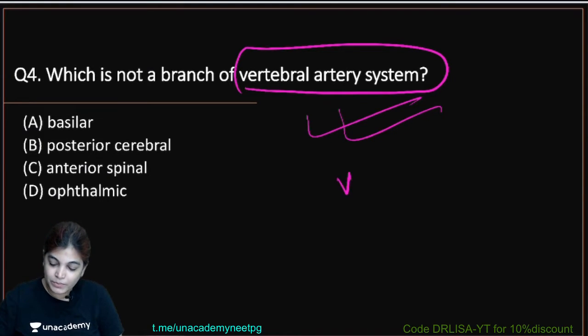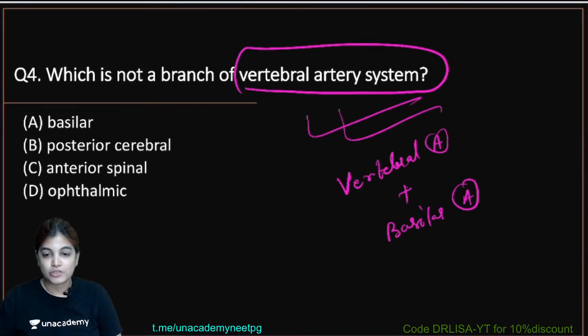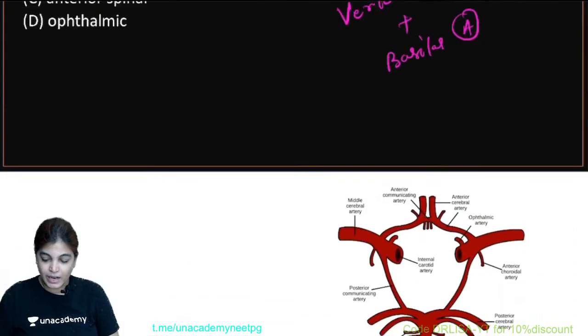Together the vertebral artery and the basilar artery form the vertebrobasilar system. The options are: basilar, posterior cerebral, anterior spinal and ophthalmic. For solving this MCQ, I will show you the diagram and also write the branches of the vertebral artery and basilar artery, and also the internal carotid artery.